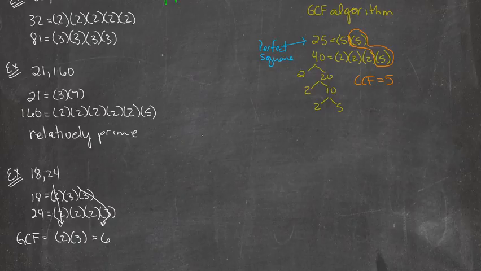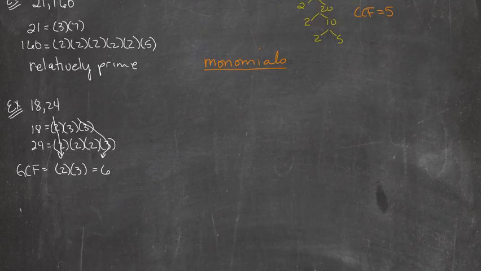So what about monomials? Well, you know that a monomial is a number that has a sign and a numeral and a variable configuration. So let's look at 6x, see if we can find a greatest common factor for 6x and 15x.